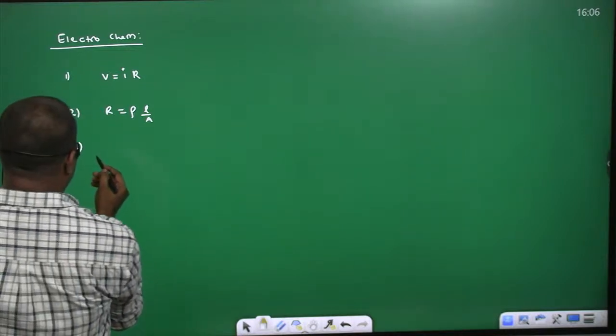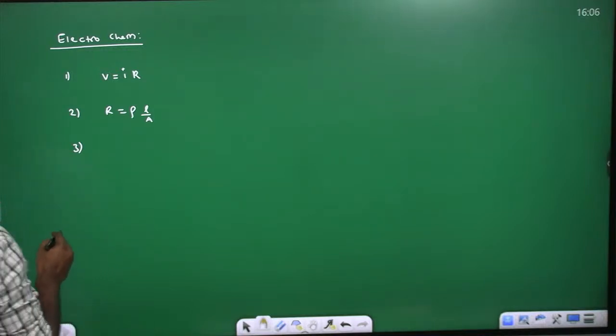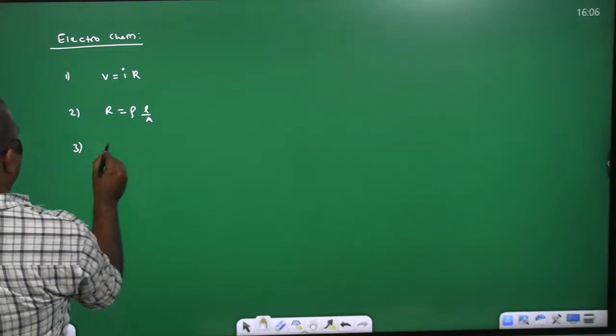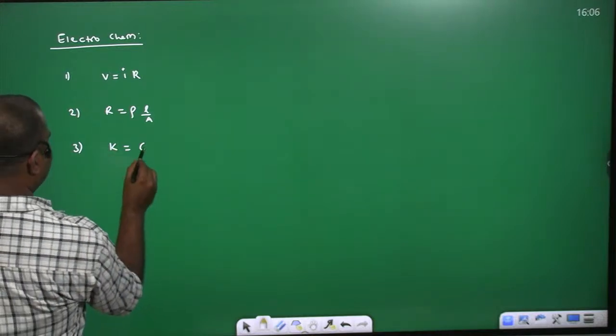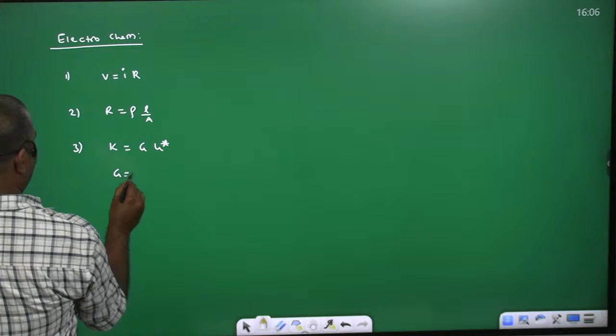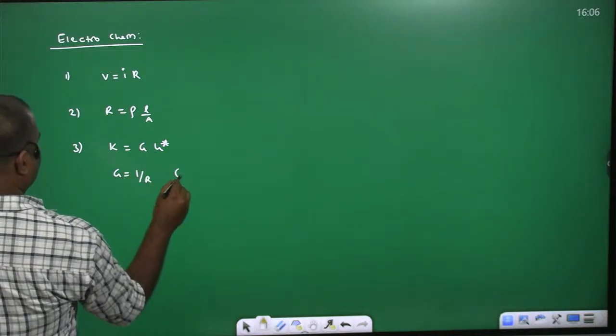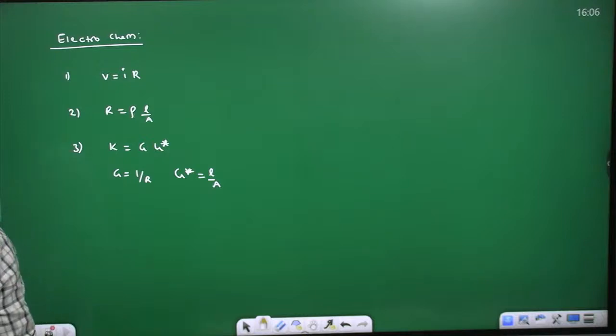The next concept, K means specific conductance equal to G into G star. What is G? G equal to 1 by R. G star equal to cell constant, L by A.